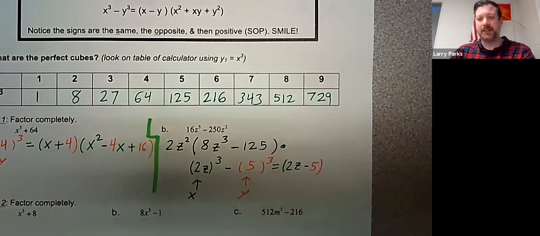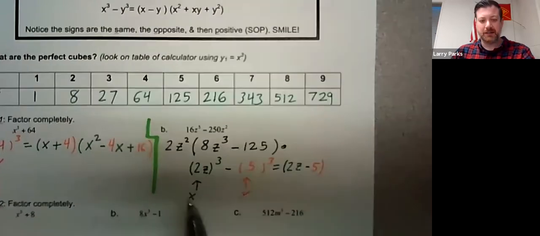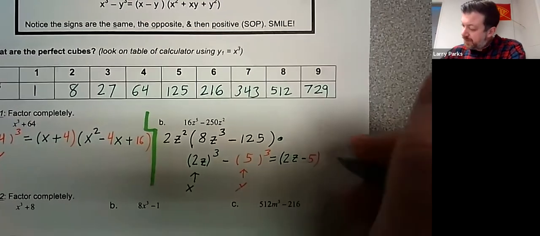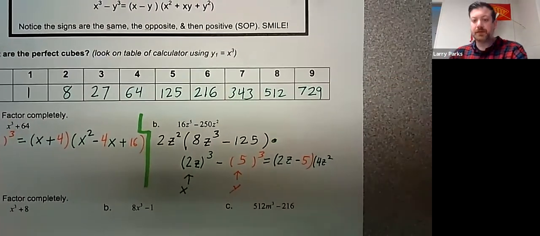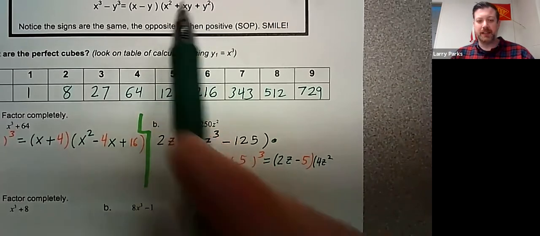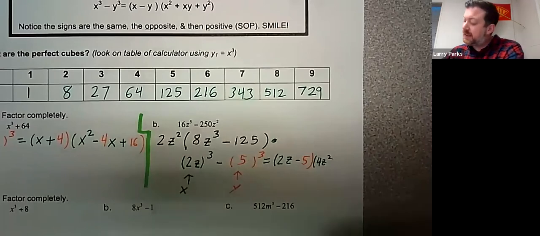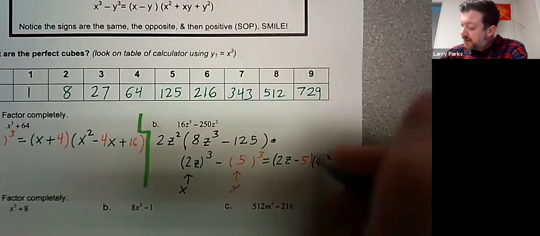That's my first factor. And then it says to take my x squared. Well, my x is 2z. You take 2z times 2z, you get 4z squared. And then it says to take your x times your y. So it'd be 2z times 5, that's 10z. And it's a plus 10z.